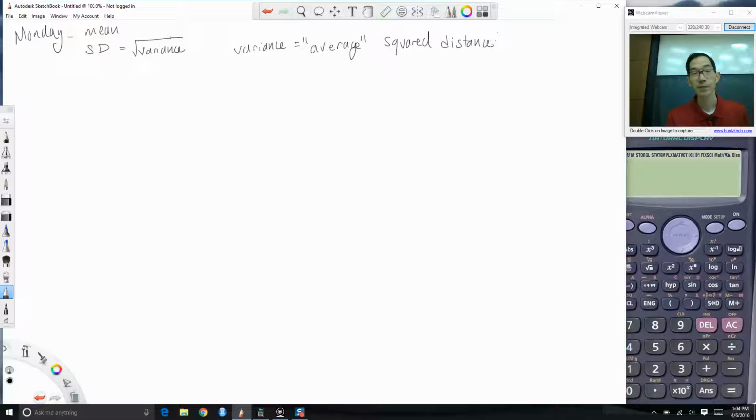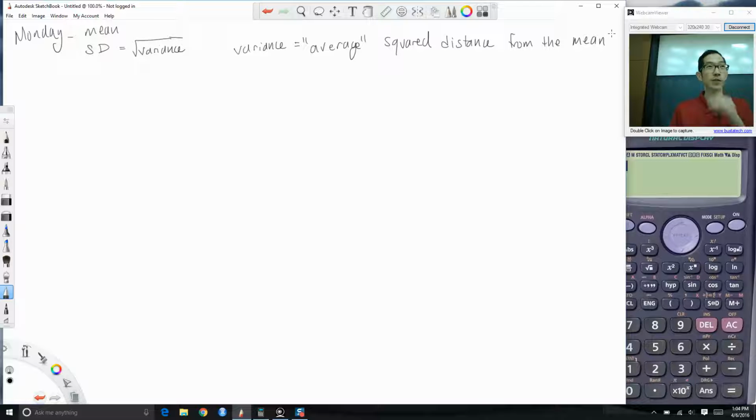So if our numbers are spread out, we expect the variance or standard deviation to be large. Okay, so if there's a wide variety or wide range of values, we expect that to be quite large. Whereas if the spread is quite small, then the standard deviation would be small.